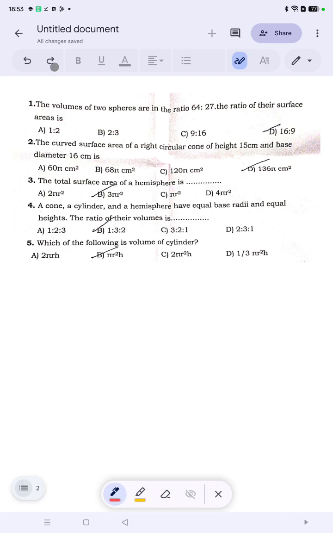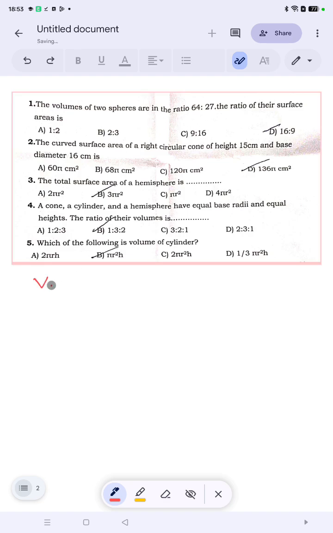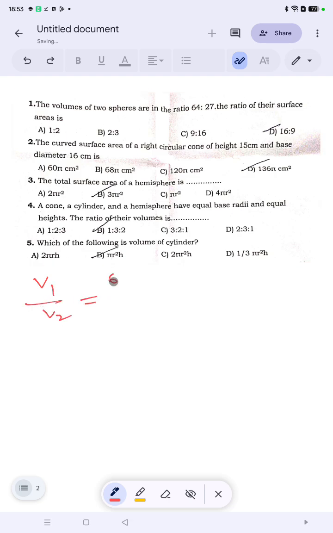In this class, I am going to explain important bits. Volume of two spheres are in the ratio given. Means volume of sphere V1 by V2, that is how much? 64 by 27. It is given. Now we already know the volume of sphere formula. What is that? Look at V1 by V2, that is 4 by 3 pi r cube. It is the volume of sphere.